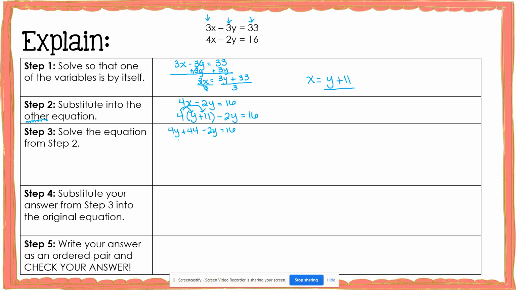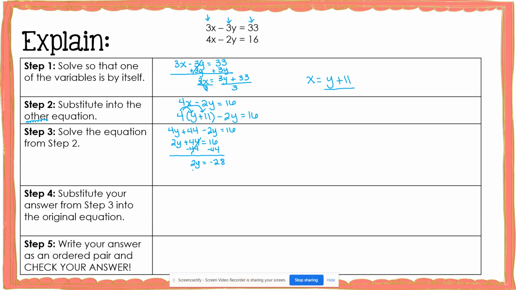We need to combine our like terms. So we have 4y minus 2y. 4y minus 2y gives us 2y, and then we still had 44, which didn't have a like term. Now this is a two-step equation, and now we can solve by using our inverse operations. We are going to first subtract 44 from both sides of our equation. So these will cancel to leave us with 2y equals. Well, if we do 16 minus 44, we get negative 28.